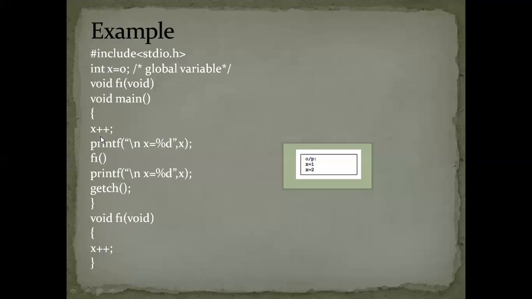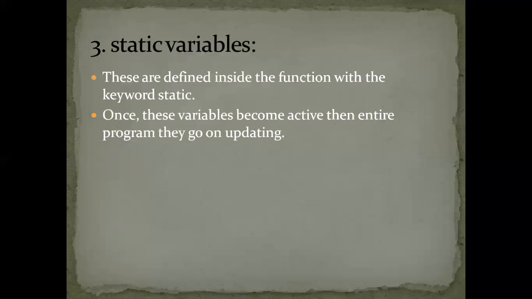Once I incremented in the main program, before it was 0, and after the increment the value becomes 1. Before calling the function, the X value was 1. Understood? When I call this function, I increment again, and the value of X becomes 2 because before it was 1. So the value of X will be 2. Understood? Okay. The third classification is the static variable.